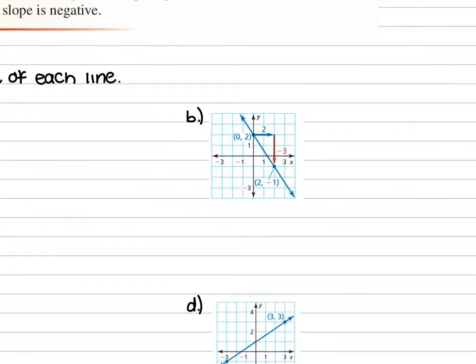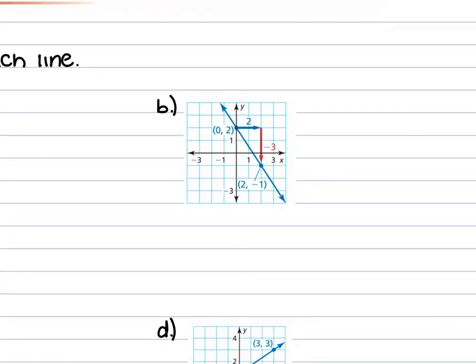For example B, I look at this line from left to right, my line's going down. So I know that my slope's going to be negative. I start with my first point. From there, I'm going down 3 places, and then to the right 2. So if I'm going down 3 and to the right 2, this is going to be a negative 3 over 2. So my slope is just negative 3 over 2.